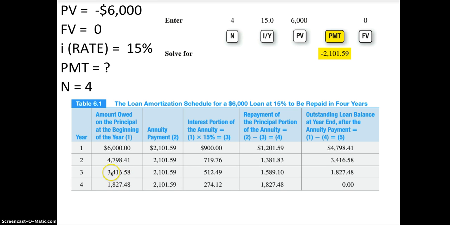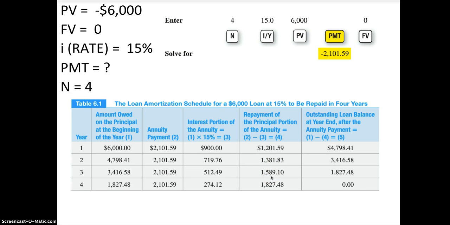You then multiply the year 3 beginning balance by 15% again. You come up with this number here, 512.49, and you work through the entire process again for year number 3. You'll notice that the interest payments are coming down gradually during years 1, 2, and 3. And you'll notice that the amount going toward your principal balance, or the amount owed on the loan, is increasing over those years as well.